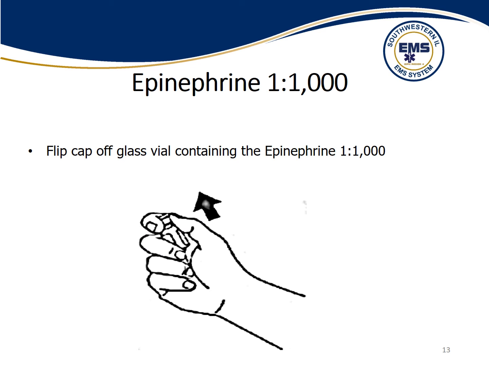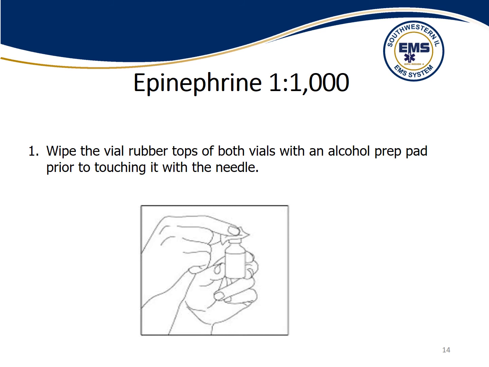Epinephrine 1 to 1,000 vials. Flip the plastic cap off of the glass vial top containing the epinephrine 1 to 1,000. Aseptic technique of the epinephrine 1 to 1,000 vial. Wipe the vial rubber top with an alcohol prep pad prior to touching it with the needle. Allow time for the alcohol to dry.